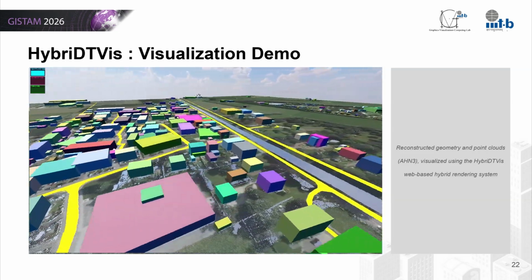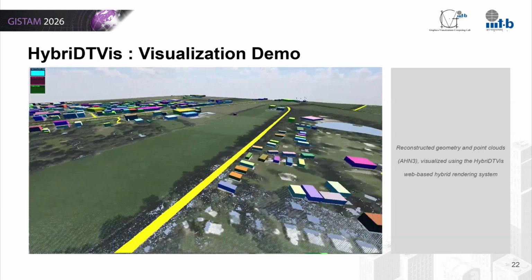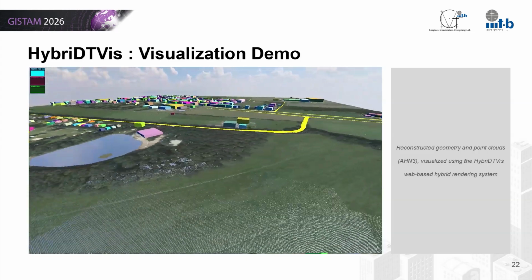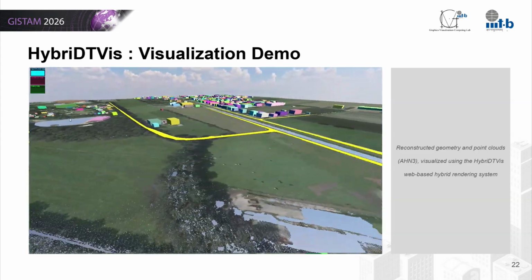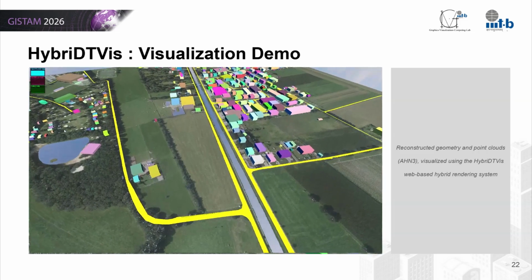And this is a demo video of the HybriDTVis rendering system on the HN3 dataset. You can see the reconstructed building cuboids and road surfaces rendered alongside the raw point cloud, giving a clear view of the integrated hybrid scene.